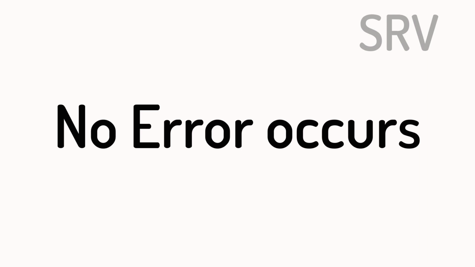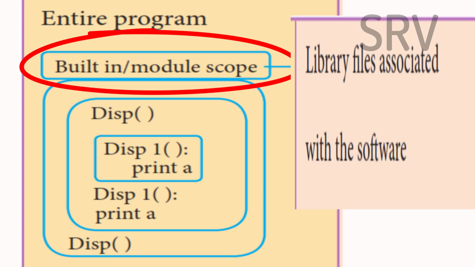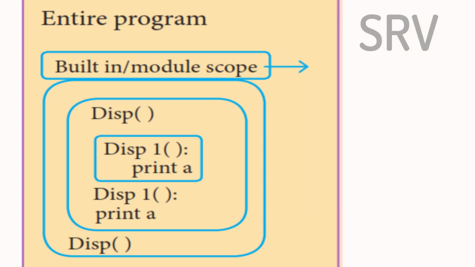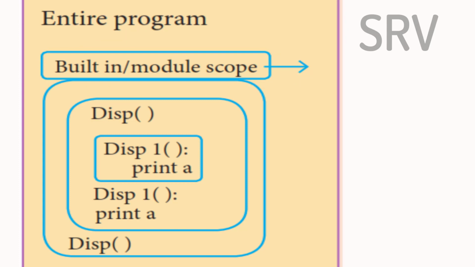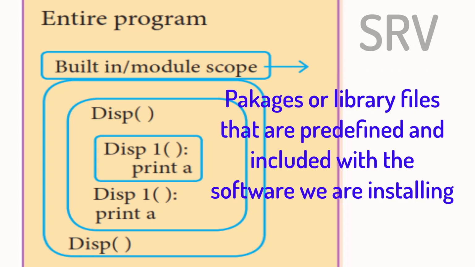This is given as a diagram in our book. In our book we have shown built-in or module scope as the outermost bracket. These built-in or module scopes are the library files that are associated with the software. Only if this built-in or module scope is included in a program, the rest of the program gets executed without an error. That is why it is said that built-in scope has the widest scope. These built-in scopes are nothing but the packages or library files that are predefined and included with the software that we are installing.